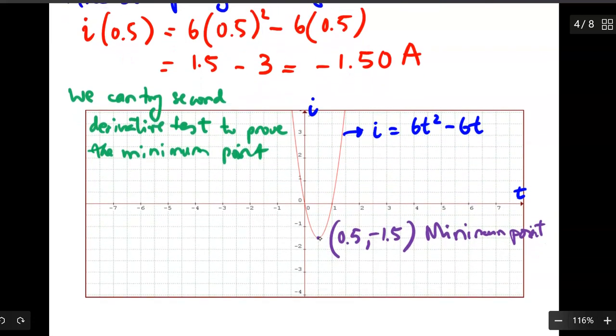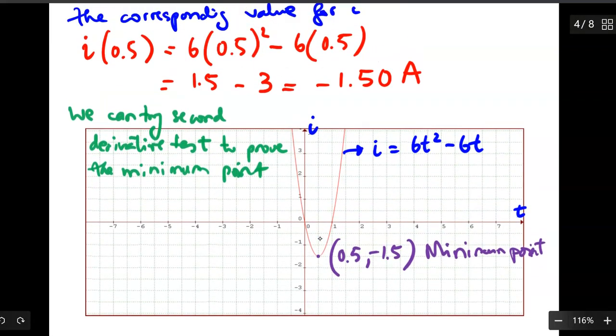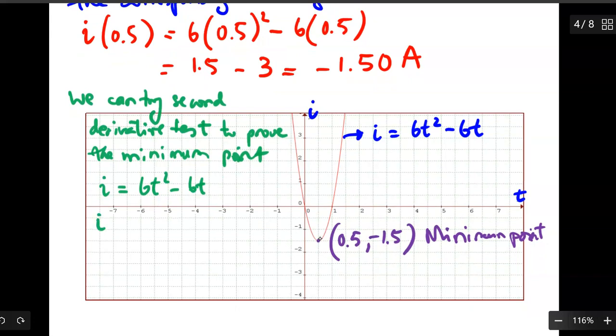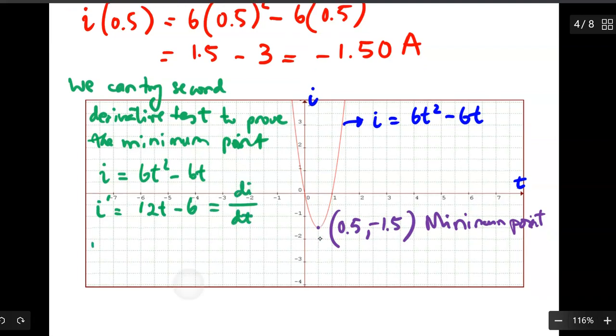So I equal to 6t squared minus 6t. Now I prime is 12t minus 6, or this is my di over dt. And then I have to find the double prime of I. So I have to find the second derivative of this I. So then I should have 12, right? So this is absolutely greater than 0.